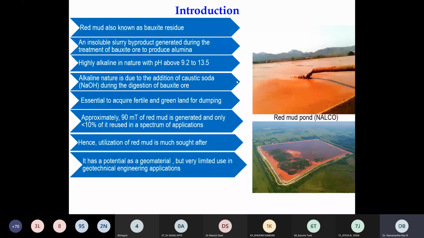This pH is basically induced in the bauxite residue because of the addition of caustic soda, that is sodium hydroxide, which is a basic material. This addition of NaOH is essential to extract alumina from the bauxite ore. Since this material is alkaline in nature, there are different guidelines that stipulate how to deal with alkaline materials: how to store or dispose of them, or even how to transport these alkaline materials from one place to another.